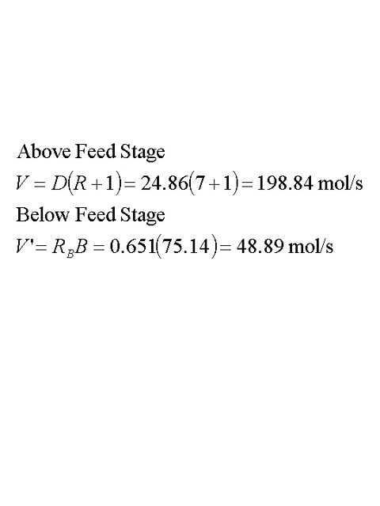With the reflux ratio and the boil-up ratio known, we can determine the vapor flow rate above and below the feed stage. Above the feed stage, the molar vapor flow rate is given by D times R plus 1, in this case 198.84 moles per second, and below the feed stage, V prime is just RB times B, and that is 48.89 moles per second.